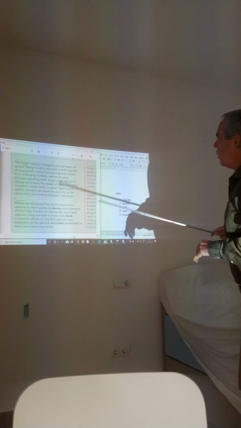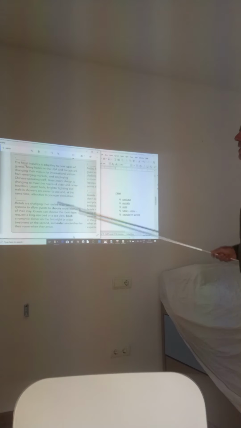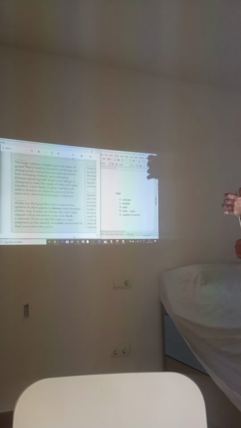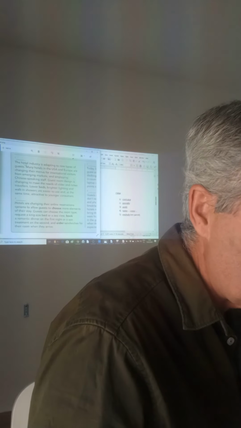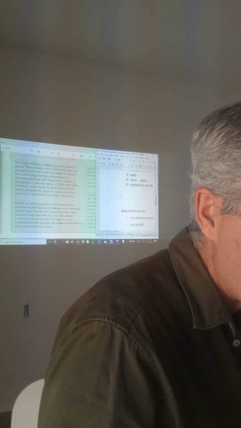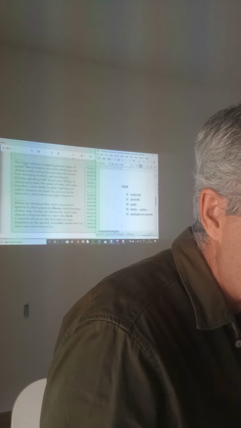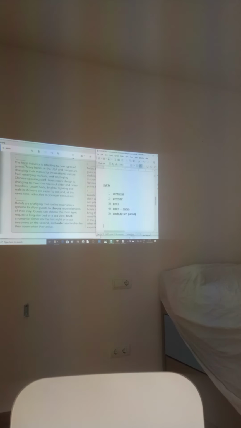We need to find the word here that means contratar. Can you find it? Contratar? Well, we have contratar, permitir. Let me make it bigger. See if you can find these words. Contratar, permitir, pedir. They are in order as usual.